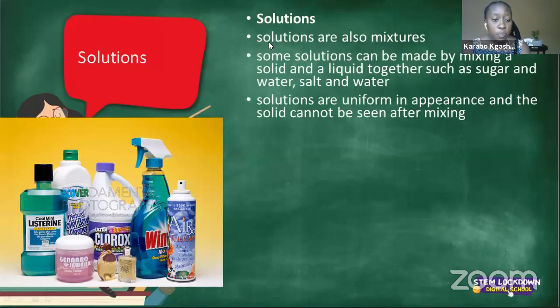Now let's look at some of those pictures at the bottom. Listerine, a mouthwash. A lot of materials and a lot of substances have been mixed inside that Listerine to make it the way it is. But we cannot exactly see what substances have been in there. We cannot see what particles have been mixed in there to make it the way it is, all right?